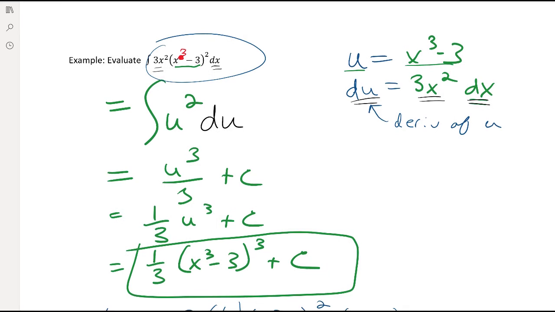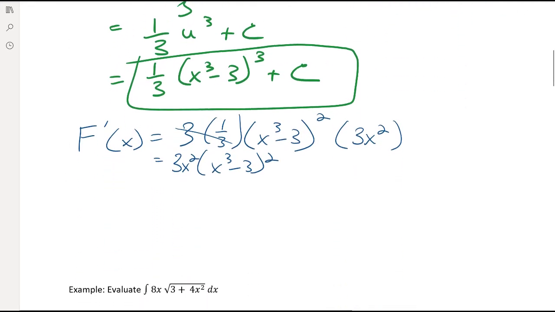So the key, folks, is select your u, but keep in mind you also need the du in there. So u, for the most part, is going to be the expression that has the higher power, because remember we take the derivative, the x drops down by 1, unless it's an e. Maybe I'll make up one of those in just a second. All right, here we go.